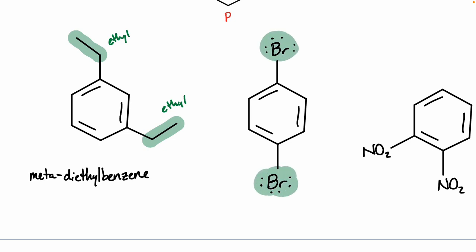All right, now I got two bromines. What do we call those substituents? Bromo groups. And when they're on opposite sides of the ring like this, we call them para. So para-dibromobenzene.